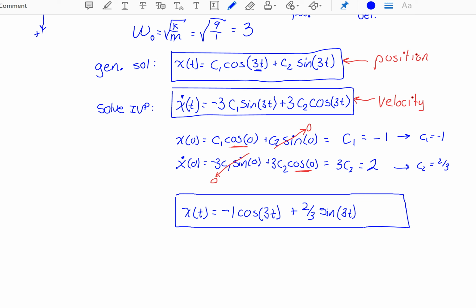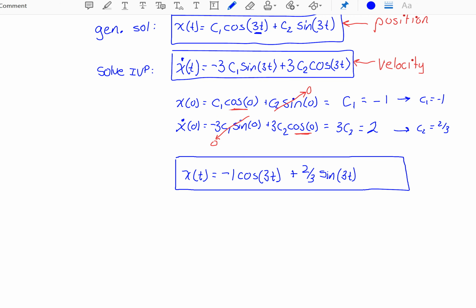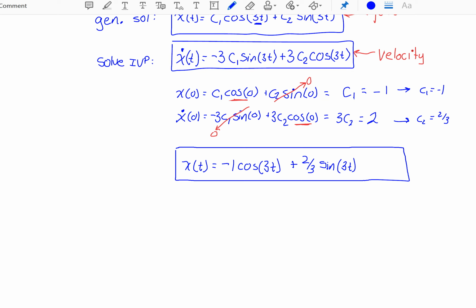Now again, I feel weird writing it in this form as the sum of two trig functions, and a portion of your homework is going to write it in the alternate form. So let's practice writing our solution in the alternate form again. The easiest way for me to remember to get there is by remembering this triangle, a right triangle, where the C1 goes on your horizontal side, C2 goes on your vertical side. Your amplitude of motion is always the hypotenuse, and your phase angle delta is always this angle here.